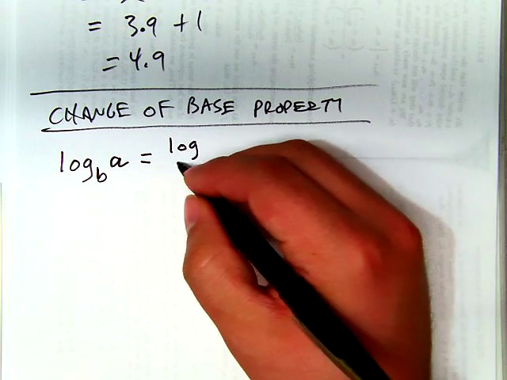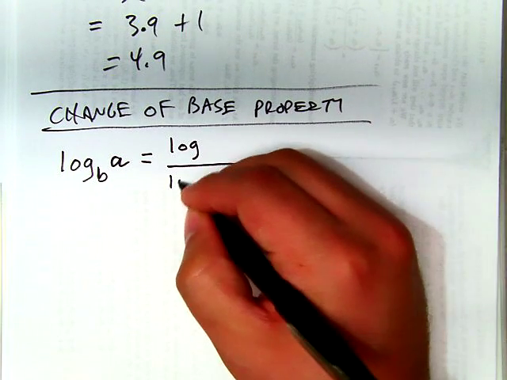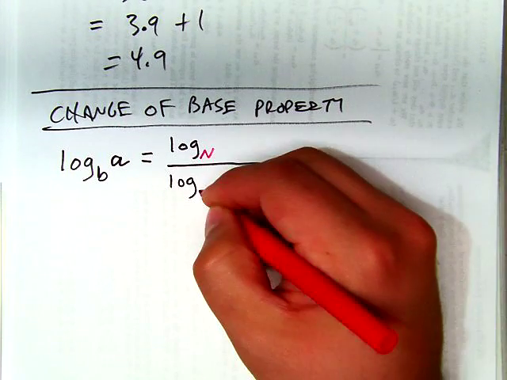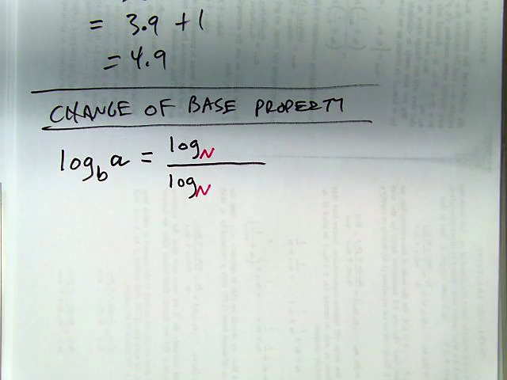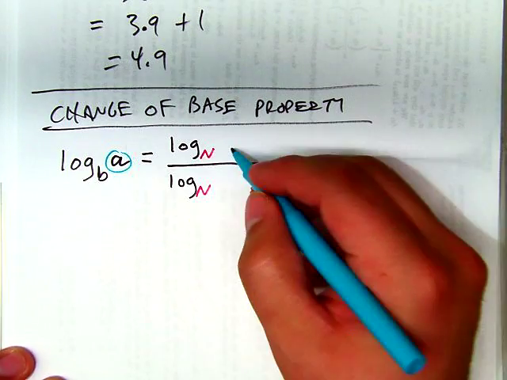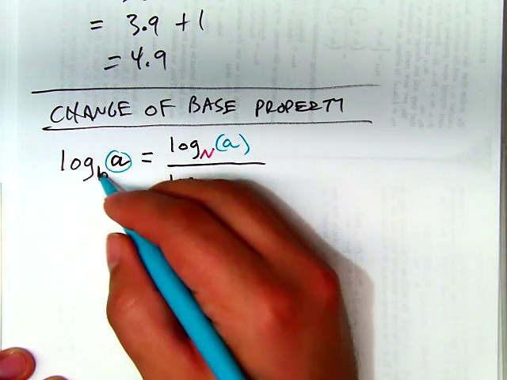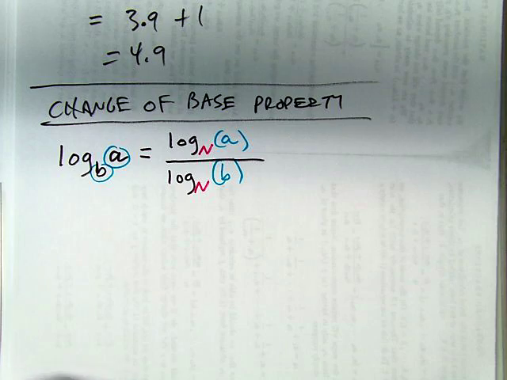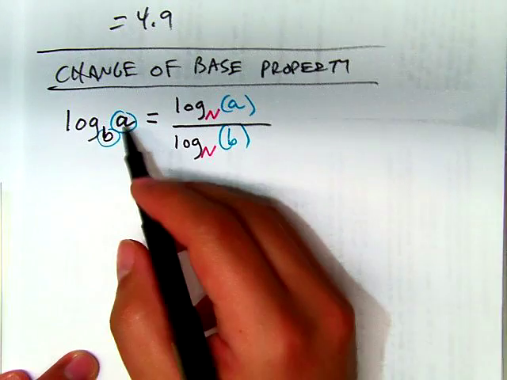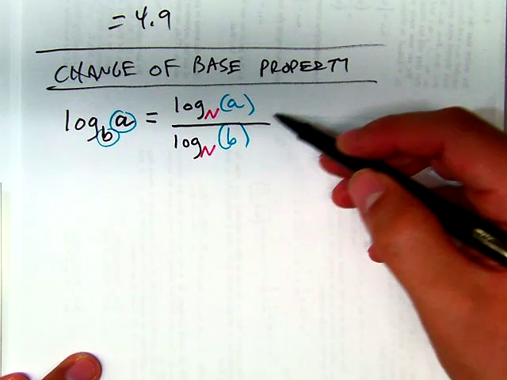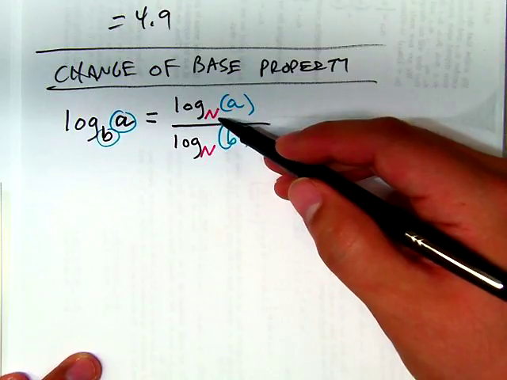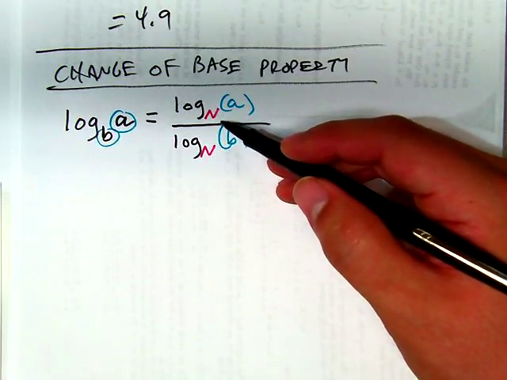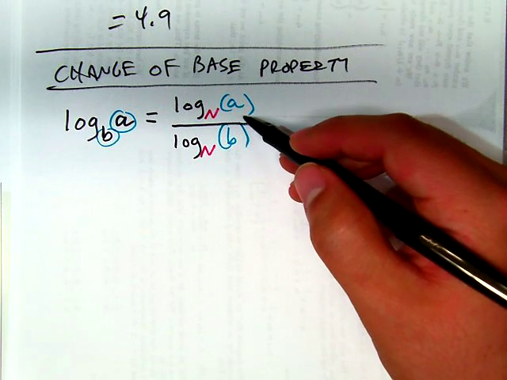And you can change it to whatever base you want as long as you keep the new logs in the same base. So I'm going to call this N for new base. And then this A goes in the numerator, and then this B goes in the denominator. Okay, so the change of base property says that log base B of A can also be rewritten in any new base that you want. So typically we're going to use base 10 or base E, since those are the two that are on the calculator. And then you just do it like this.